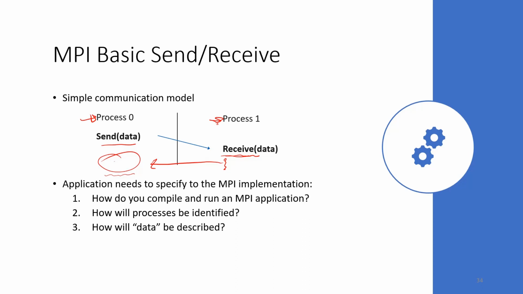So to achieve this, the application needs to specify to the MPI implementation how to compile and run an MPI application, namely how to run the MPI application by specifying the number of hosts or processes that you have in hand, and how processes will be identified, and how the data will be described while being sent or received. Okay, the data type, the amount of data that you are sending and receiving, etc.